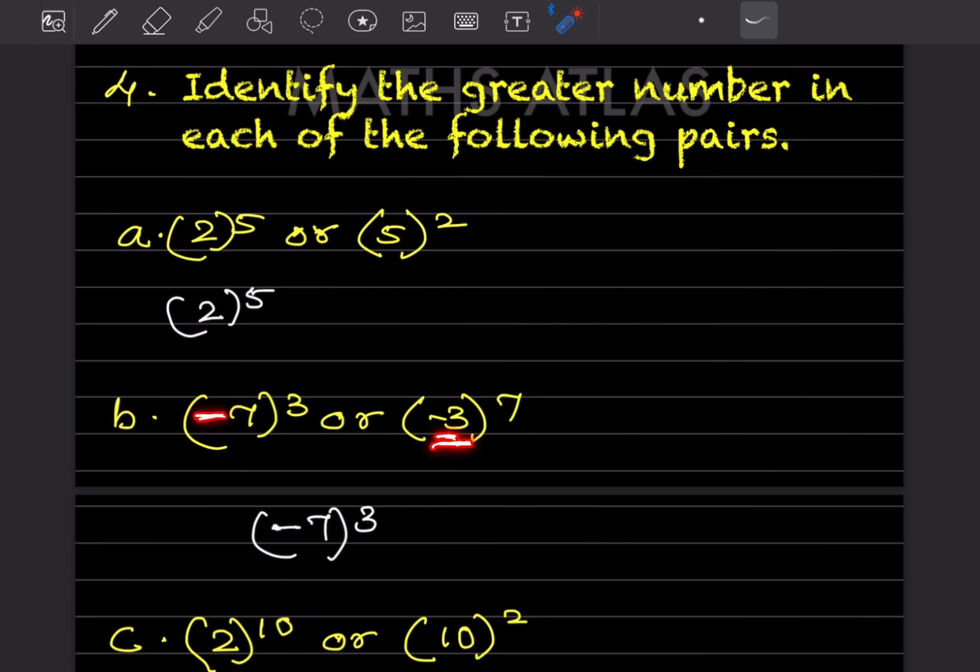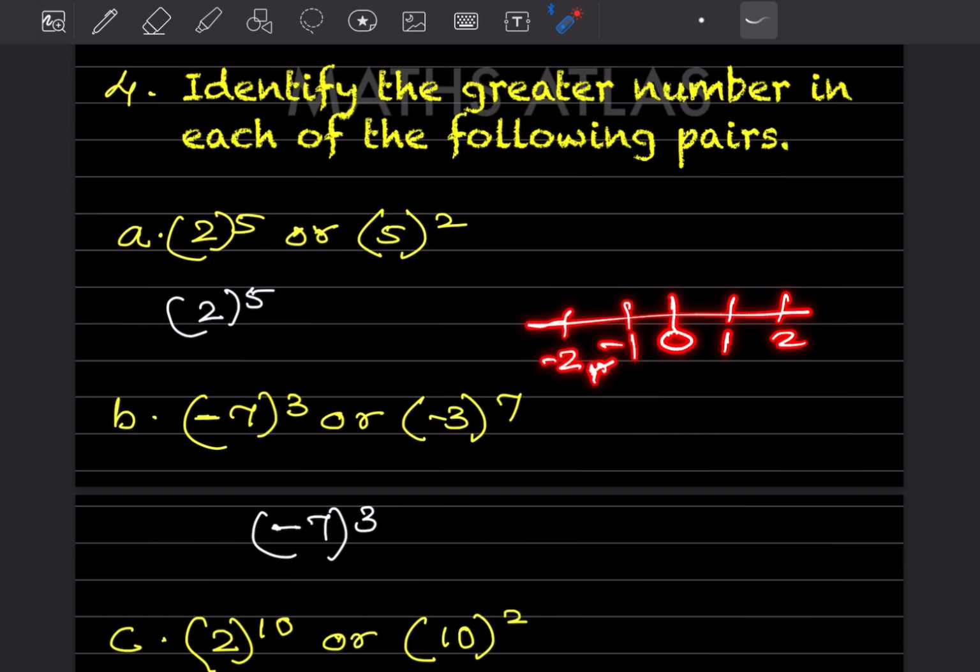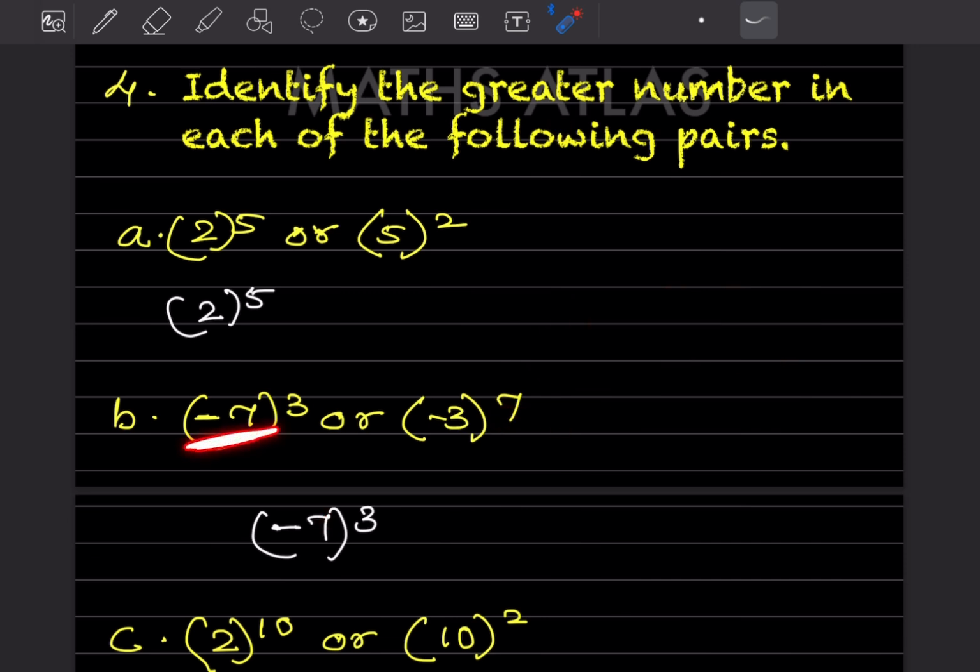So what happens, these are the negative signs. So in this one, with a negative sign, wherever there is a small number, that is going to be greater, because you know the number line, 0, minus 1, this is 1, 2. So always the smaller number is going to be a greater number. Okay, so we got the answer for this, a smaller one. So that will be minus 7 raised to 3 is going to be a greater number.